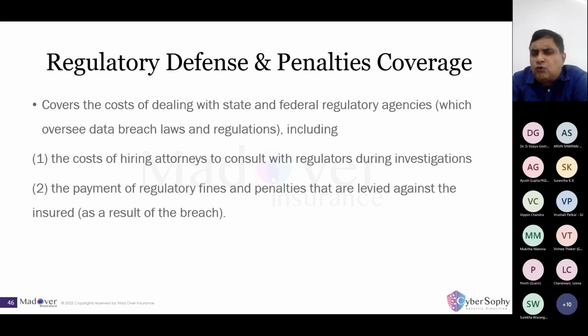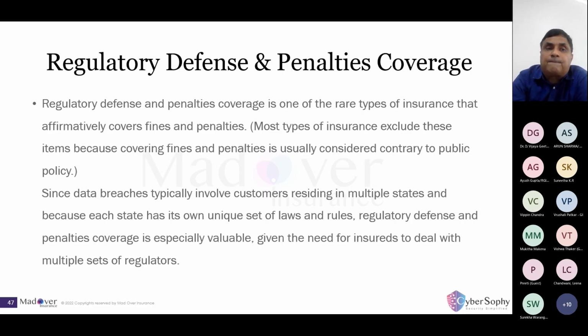As I said, some of them cover only fines, some of them cover fines and penalties, some of them are very limited, so we need to look only at the wording. Looking at the heading, you will never be able to judge that a particular aspect has been covered.